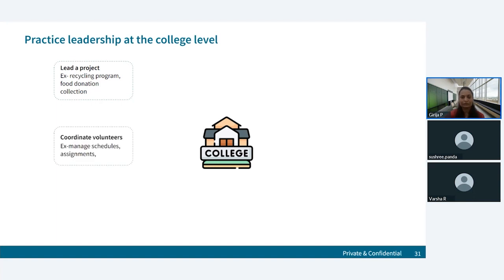Another way you can develop your leadership at the college level is to coordinate volunteers. It will help enhance your coordination skills and collaborative leadership skills. You can manage the schedule, work with the professors, manage schedules and assign assignments, and coordinate with the different students on that.